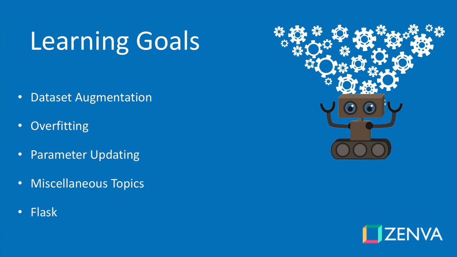And finally, we're going to be discussing some miscellaneous topics, things like transfer learning and letting convolutional networks in particular accept images of varying sizes. We'll be discussing all of this neat stuff. And then finally, we're going to be discussing this framework called Flask, which is what is going to help us create these web apps.